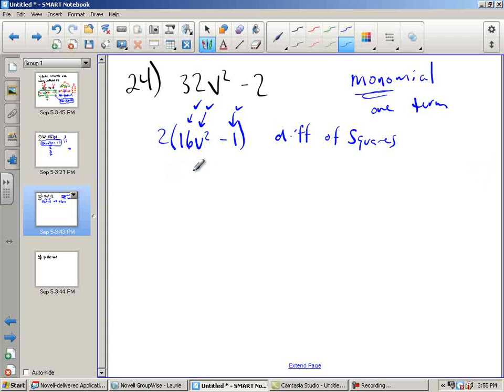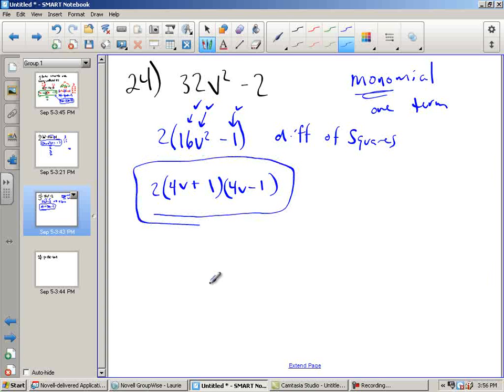So with that in mind, we're going to try to separate this as a difference of squares. I'll set up my 2 parentheses. Again, that 2 just hangs out there. What's the square root of 16? 4. What's the square root of v squared? V. I know the signs will be different, so plus and minus. What's the square root of 1? 1 and 1. And I'm done. That was it. Not all that bad.